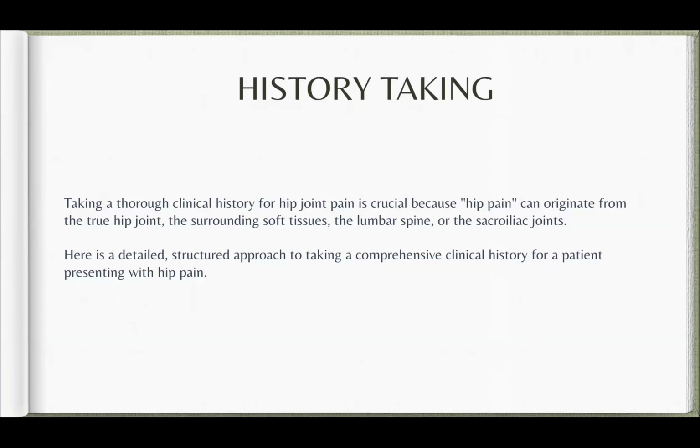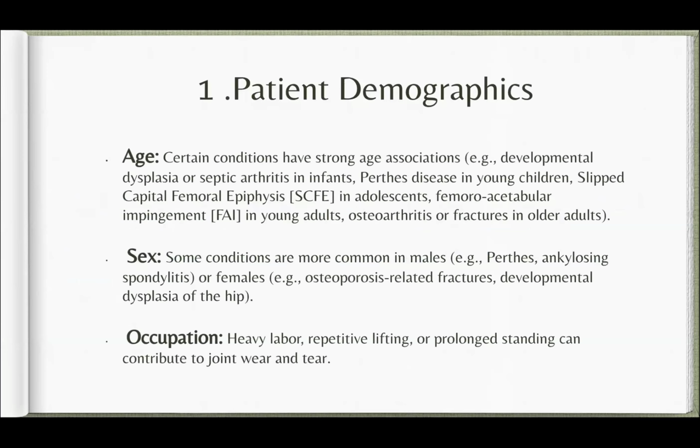Taking a thorough clinical history of hip joint pain is crucial because hip pain can originate from the true hip joint, the surrounding soft tissues, the lumbar spine, or the sacroiliac joints. Here is a detailed structured approach to taking a comprehensive clinical history for a patient presenting with hip pain. Let's start with the patient demographics.